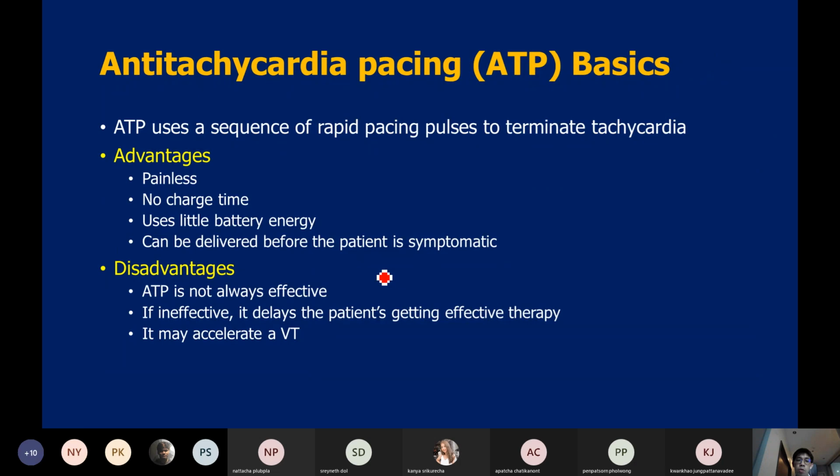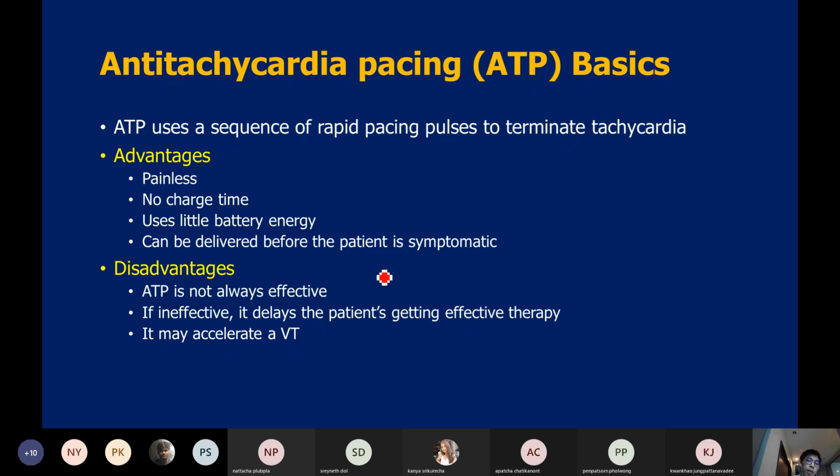As I said before, ATP uses a sequence of rapid pacing pulses to terminate the tachycardia. The advantage of ATP is that it is painless. The patient wouldn't know what the device does. He wouldn't recognize the ATP. There is no charge time, the opposite of the shock. The shock needs power of around 37 joules, so it needs a charge time to reach that power before it delivers the shock. But ATP does not need a charge time. It uses only a little battery energy and can be delivered before the patient is symptomatic.